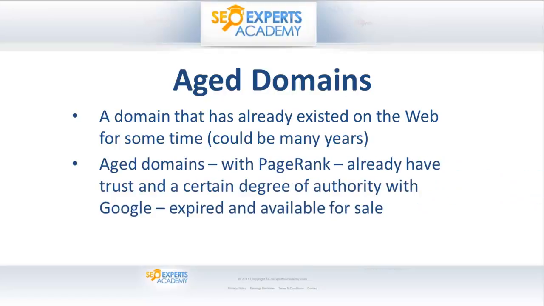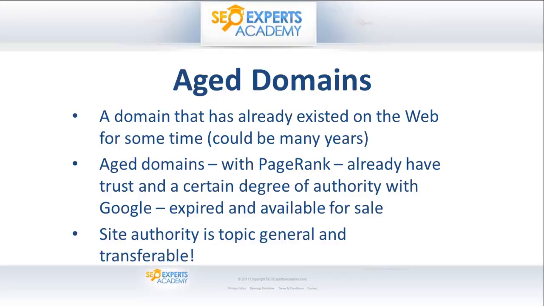Register.com. Now the great thing about aged domains, provided that they have PageRank, is that they already have a degree of reputation and kind of trust rank with Google, and that's extremely valuable for our SEO purposes because we can reuse that existing authority for a range of different other possibilities. Now, central to the usability of aged domains, especially on some of the methods I'm going to go into in other videos, is that authority on these aged domains is kind of topic general and transferable.